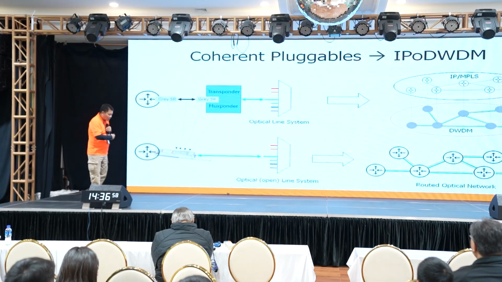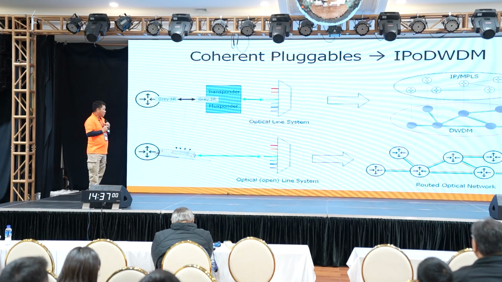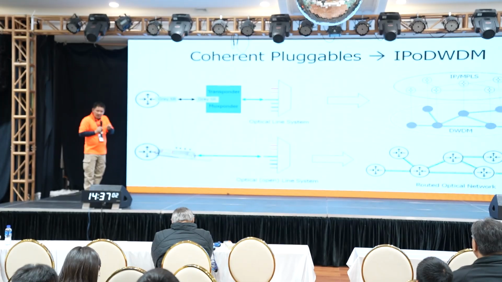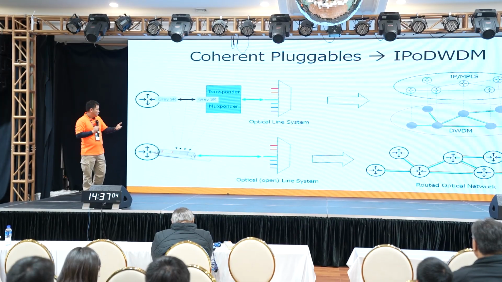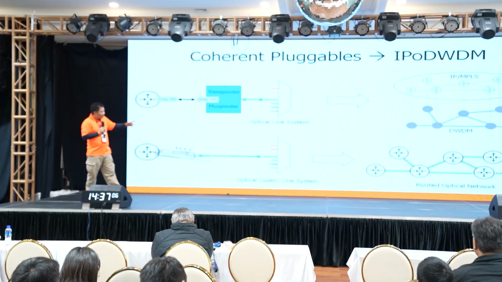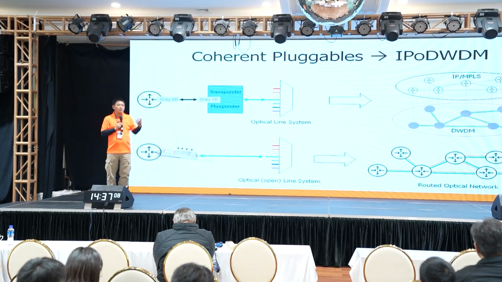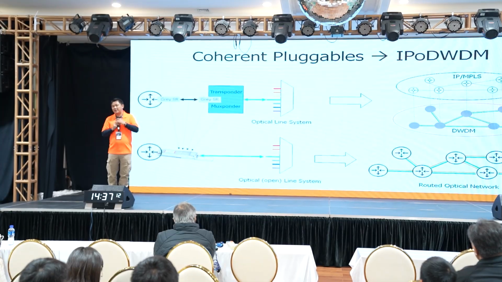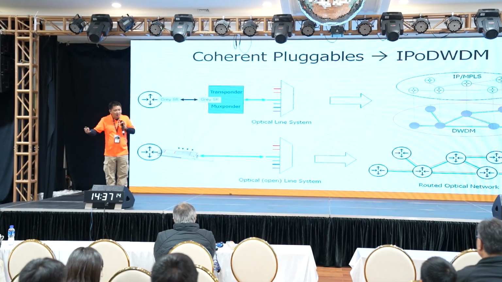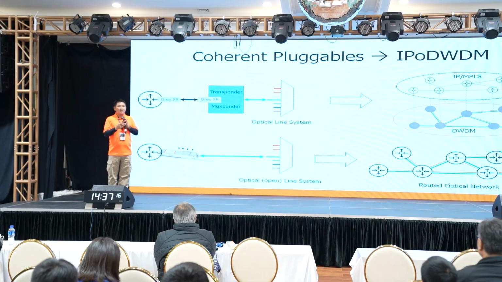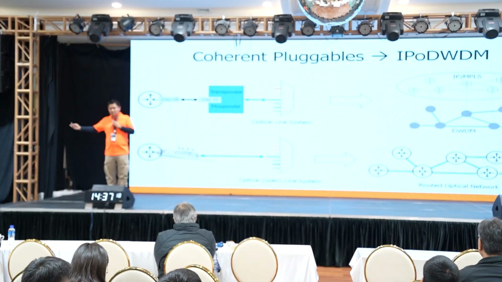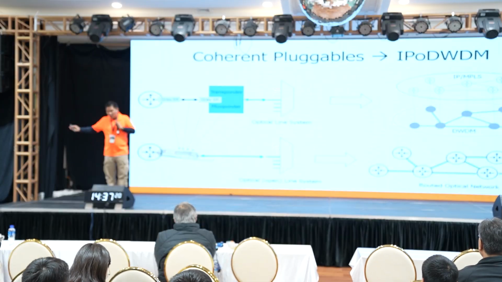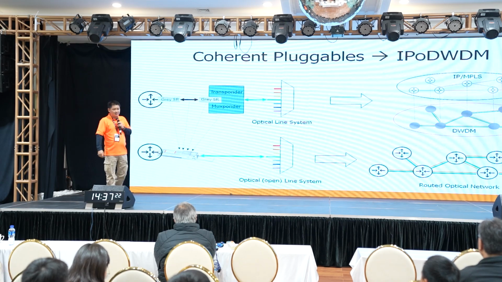We can now build a consolidated, simplified network where this optics directly go into my routers and switches, hence why we call it pluggable optics. And we are finally able to build a routed optical network, right? And this is what we mean by IP over DWDM, right? And that's how now you're able to consolidate, simplify your network design. No more separate transport, no more separate IP network. You have a consolidated IP over DWDM network.